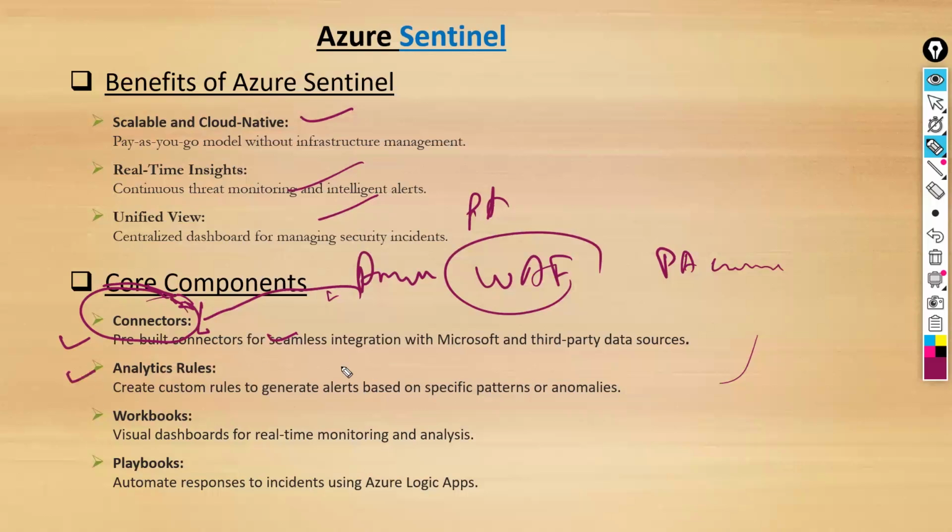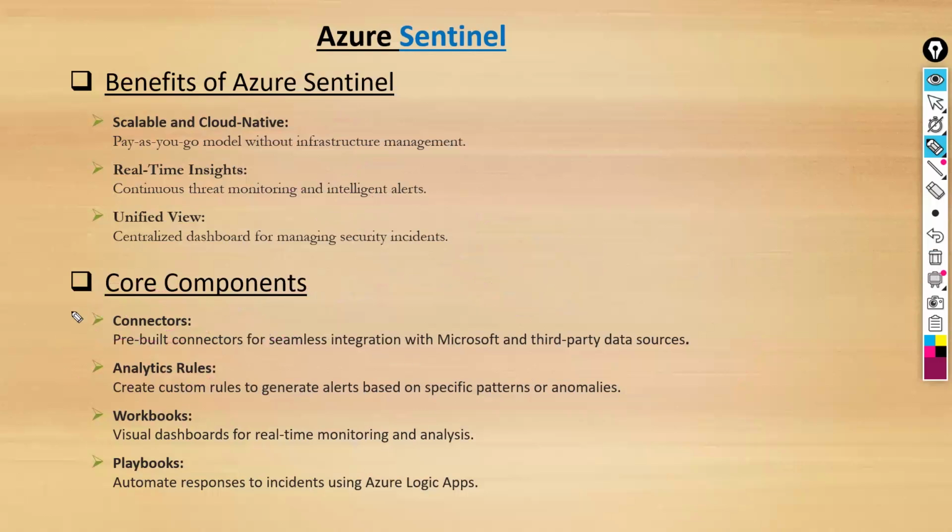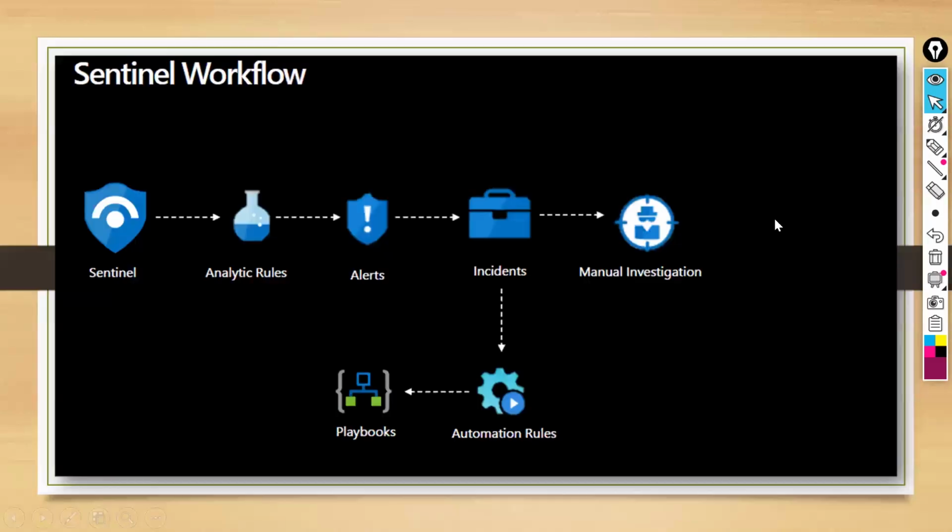If I straightforwardly go and say, hey, these are the connectors, these are analytics, the things won't make that much sense. So let me explain it more. These are the components: connector, analytics rule, workbook, and playbook. Now, what else is there? This is the Sentinel workflow, which I got as a picture from the internet and kept in my PPT. What is happening here? First thing, you are keeping the logs. You are putting every log. First, logs are connected, meaning logs are ingested into a Sentinel workspace.